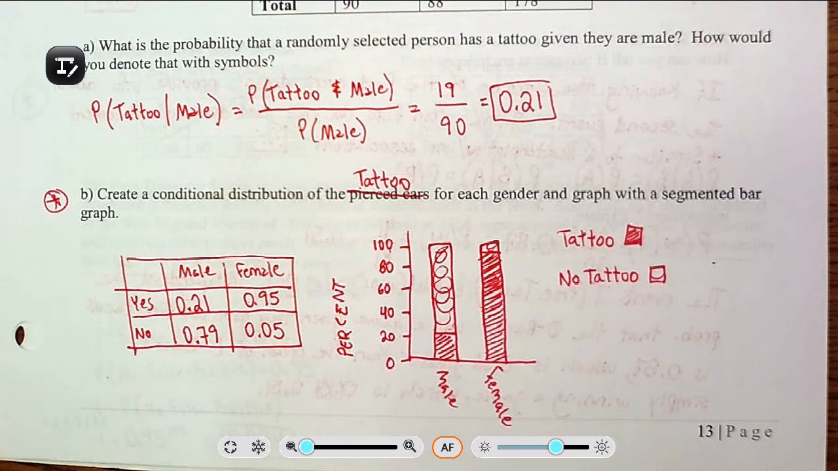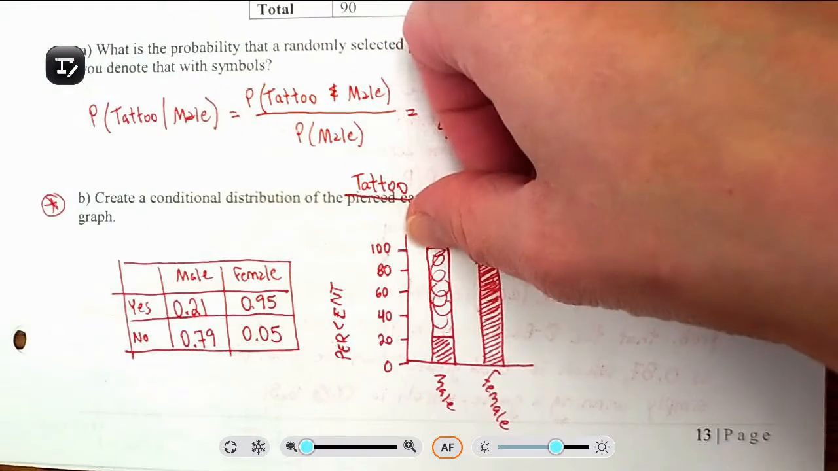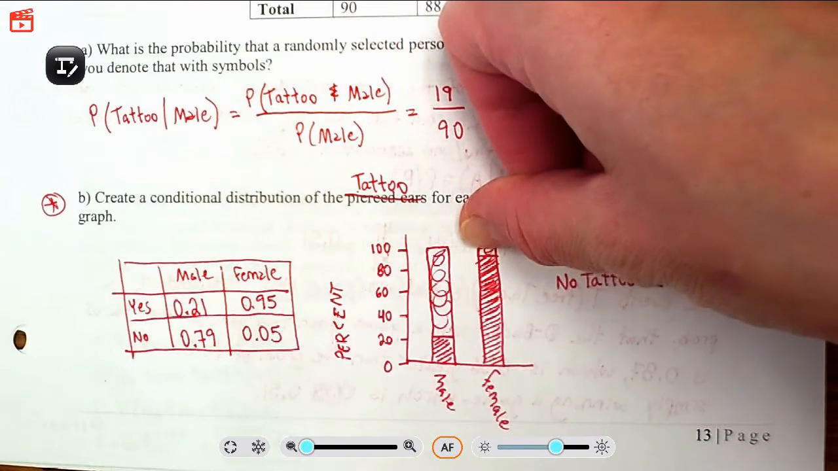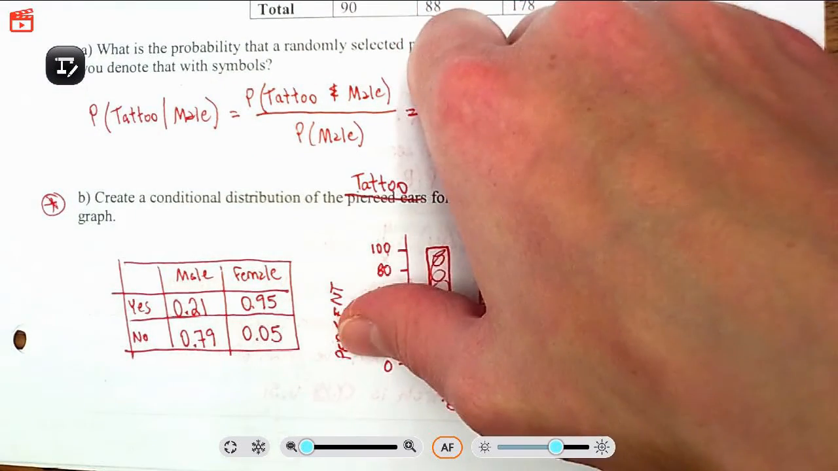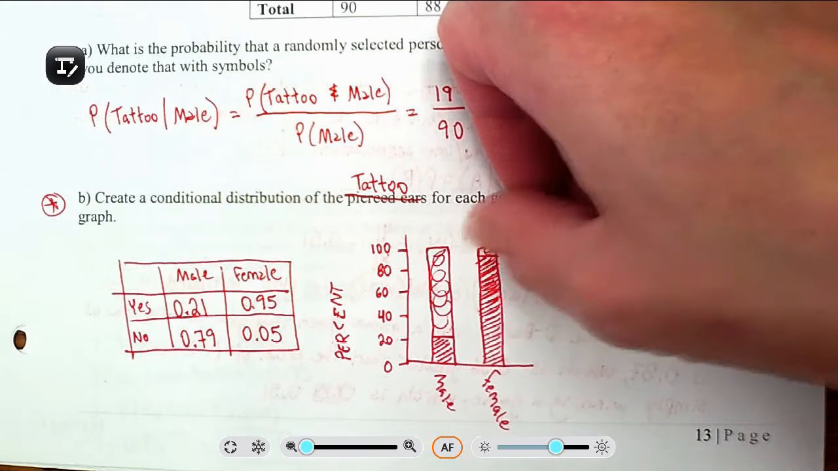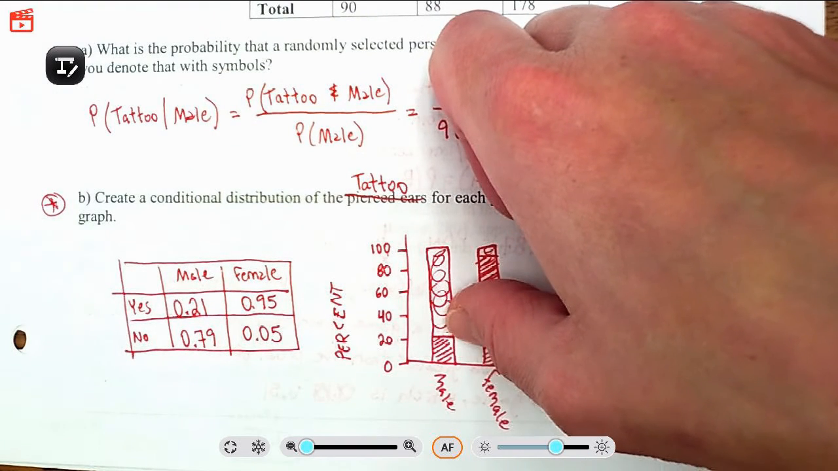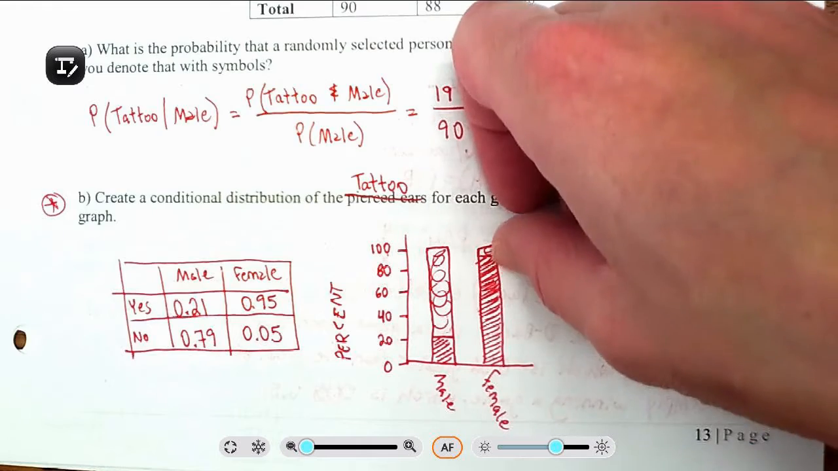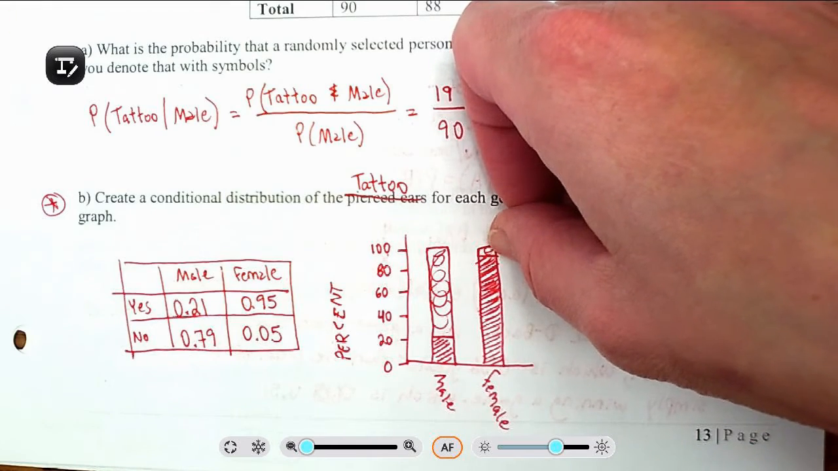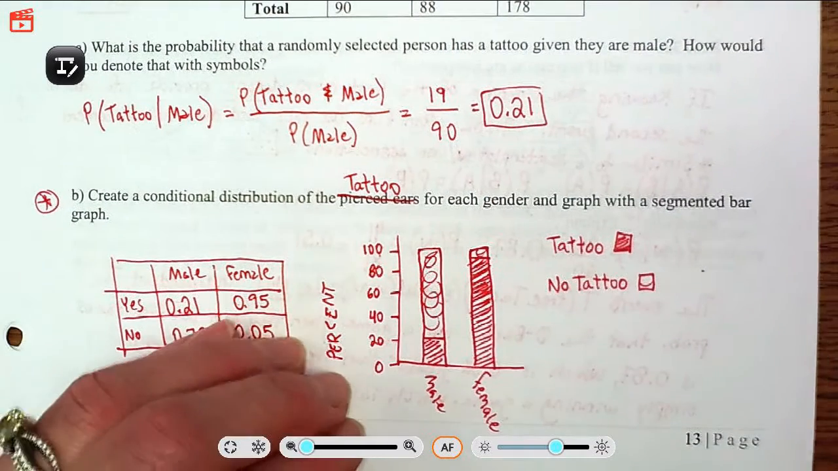Okay. And so then this is my segmented bar graph. For a segmented bar graph, they always go up to 100, which represents 100% of the people in the study. And so of 100% of males, we only had about 21% of them have tattoos. And for females, we had 95% of them have tattoos.